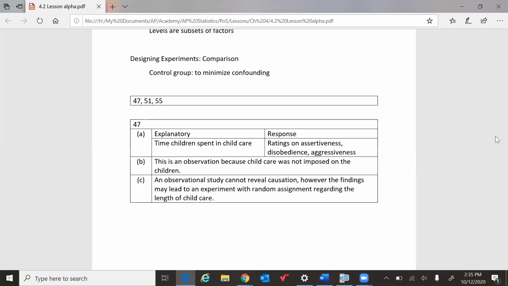So an observation cannot be used to identify causation. But it still might give you some useful information. And a lot of times, an observation can be followed up by an experiment if you find something in the observation. Now, in this case, you couldn't follow this with an experiment because you'd still have to go to families and tell them that you're taking their toddler away. But the findings of this might influence parents regarding their decision about child care. Okay?